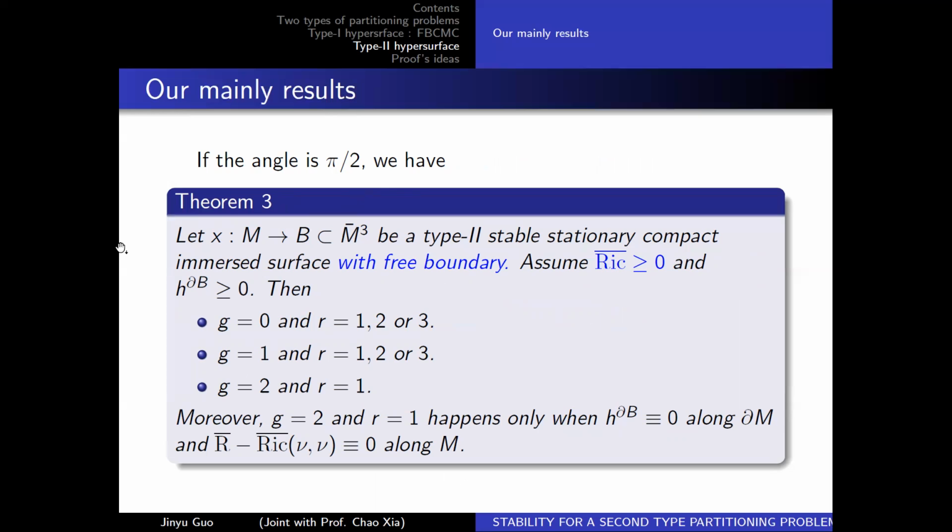Let X be a type 2 stable surface with free boundary, and assume the Ricci curvature of M bar is non-negative, and the second fundamental form of boundary B is non-negative, then we have the following three cases. And the last case happens only when H equals 0 along boundary M, and the scalar curvature of M bar minus the Ricci curvature of M bar equals 0 along M.